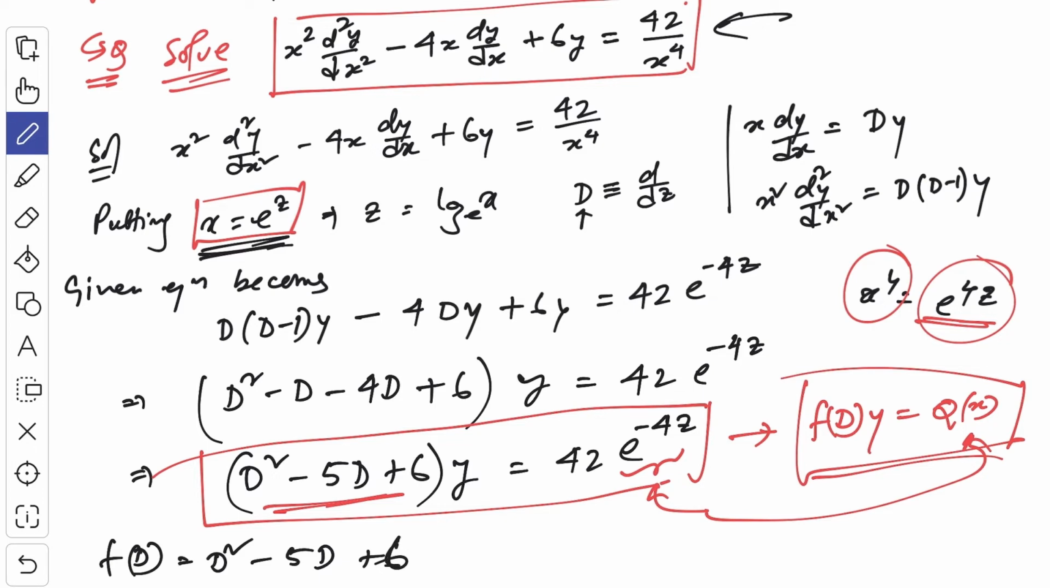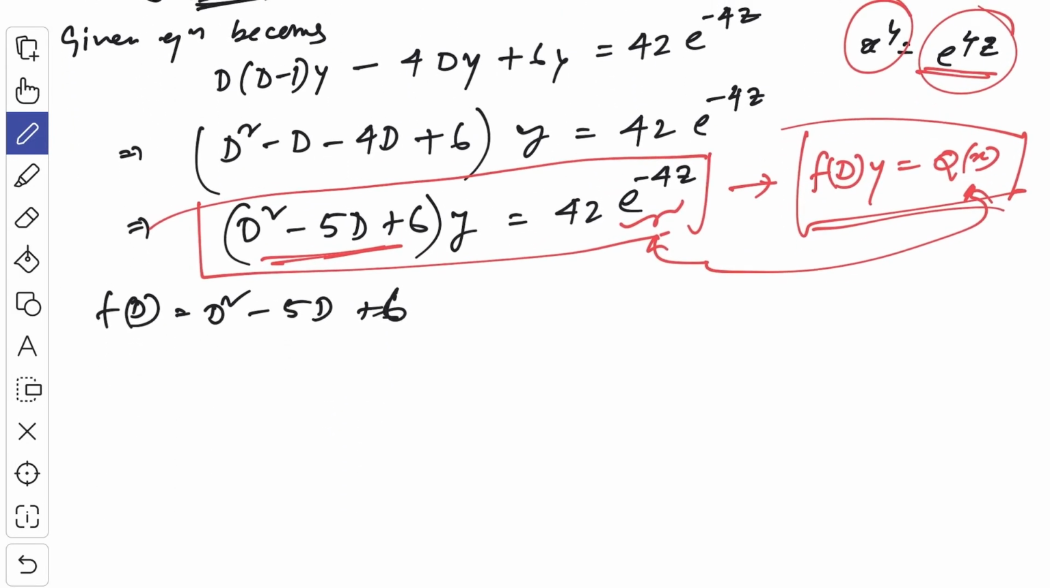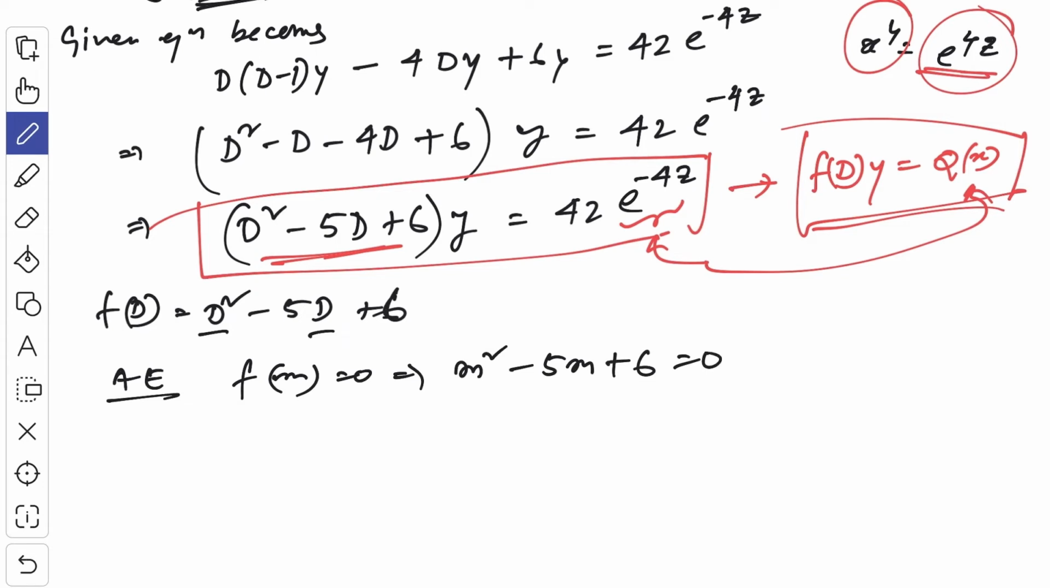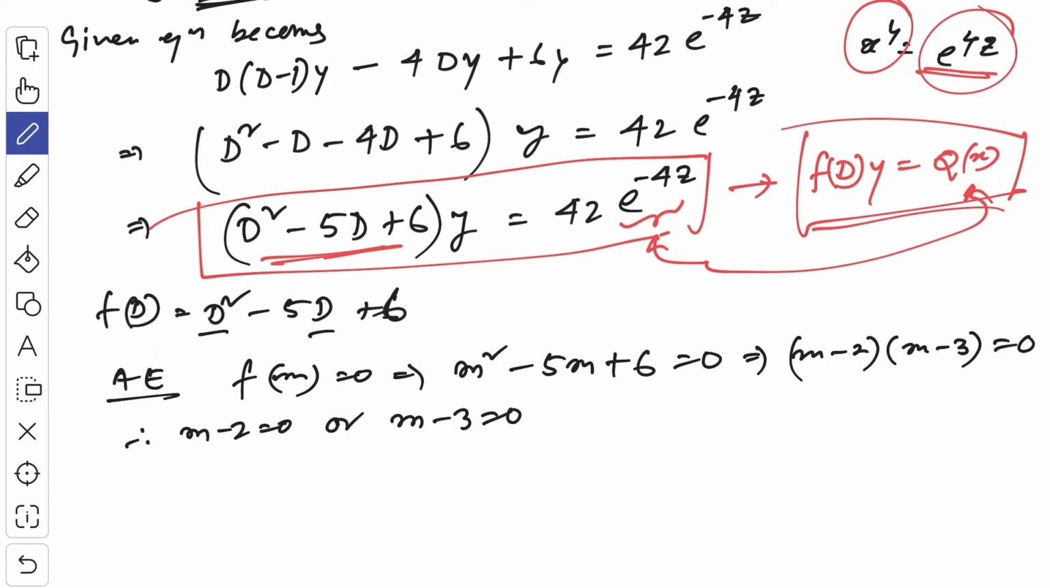So what will be our auxiliary equation? Let me scroll down. Our auxiliary equation is f of m equals 0. If you replace the D here by m, then you will get m squared minus 5m plus 6 equals 0. Now let us factorize this. You will get (m minus 2)(m minus 3). Hope you know the factorization, so I haven't shown it here. Therefore m minus 2 equals 0 or m minus 3 equals 0, which implies one root is m1 equals 2 and the other root is m2 equals 3. These are the two distinct roots and they are real.